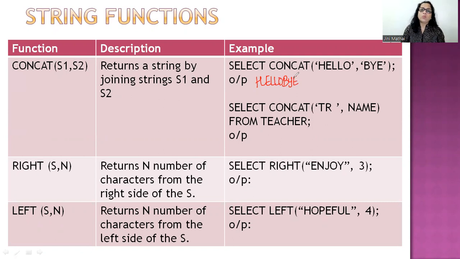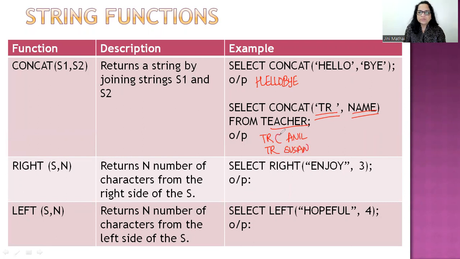Okay, let's see another example where I want to concatenate it with some column from a particular table. Let's assume there is a table called teacher, and it has a column named name. Now, next to every teacher's name, I want to write teacher Anil, teacher Susan. So I want to concat the word TR with the names of the teachers. So can you see what I've done here? I wrote select concat. This is the first string. It has to be concatenated with a column called name. From which table? From a table called teacher. So you would get like this: teacher Anil, teacher Susan.